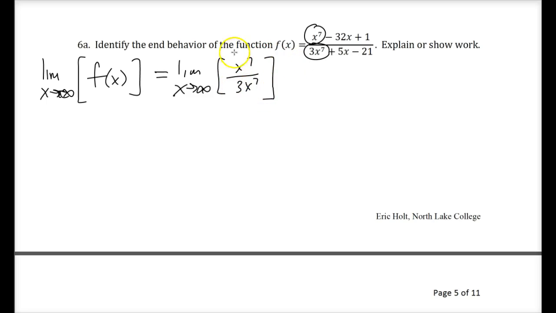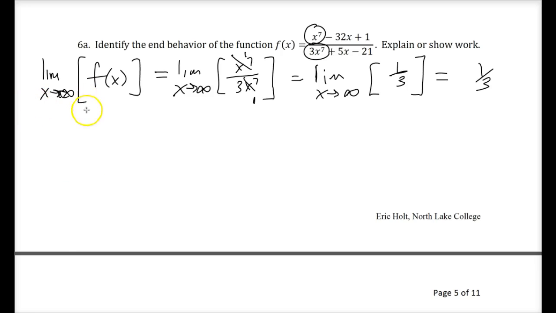Okay? And of course, from there, we know that the x raised to the 7s will reduce to 1. And all that we have left after this is 1/3. And of course, the limit as x approaches infinity of any constant is just that constant. And so that's how we would get 1/3. And of course, if I did x approaches negative infinity, I would get the same answer. Okay.